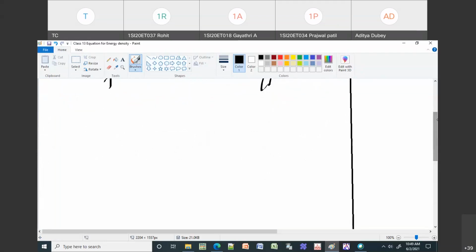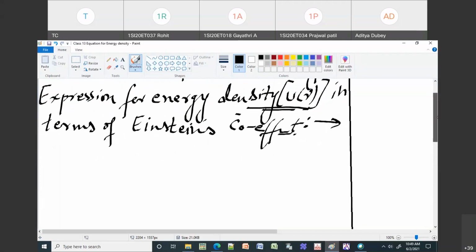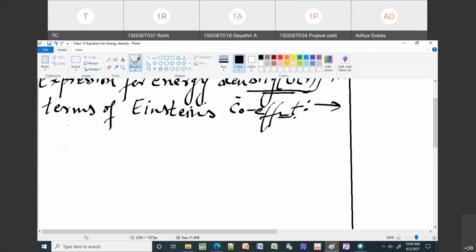For this, if you take any atom and induce absorption, then what happens? It is going to go to the excited state. So the first part is your induced absorption.